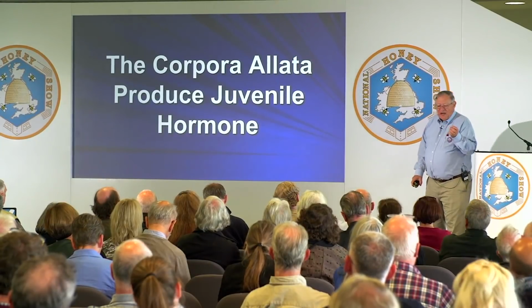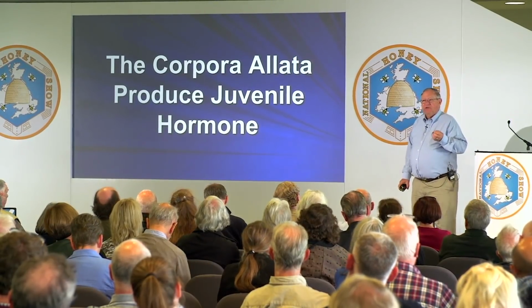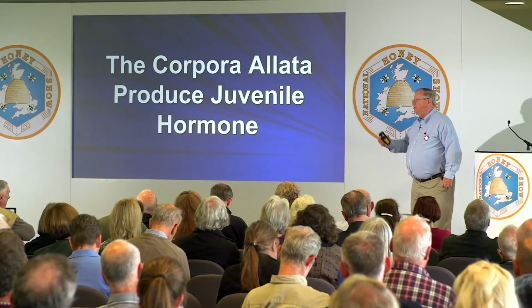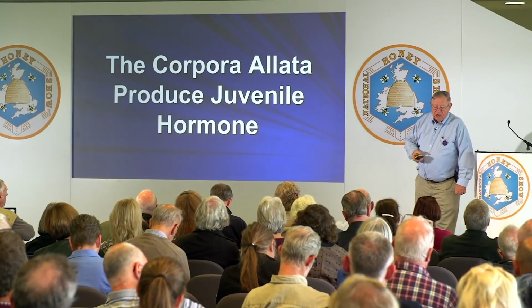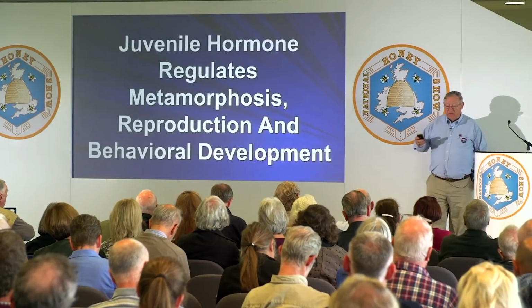The corpora allata produce juvenile hormone. And somebody in the audience yesterday wanted me to answer or talk about juvenile hormone. And I said we'd wait till today. That is the primary hormone that's produced in both immatures as well as adult honeybees that regulates development of the individual, and in the case of adults, regulates division of labor, regulates the task in which they are going to be performing.